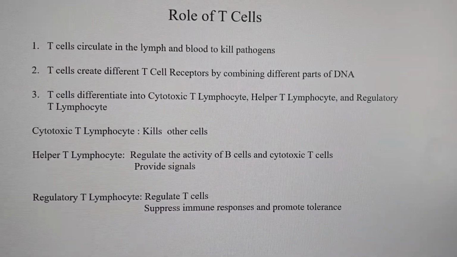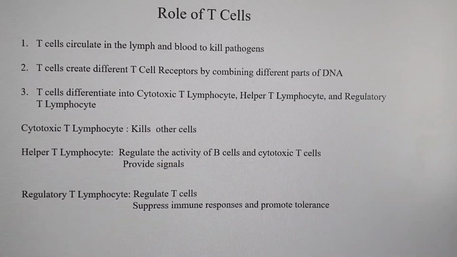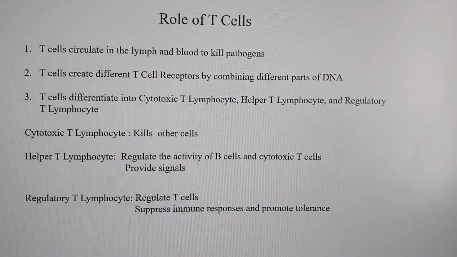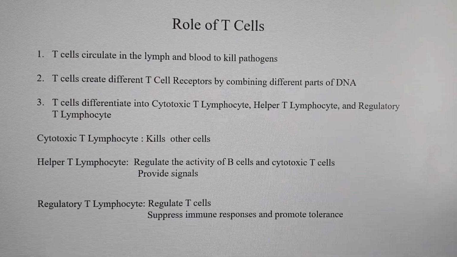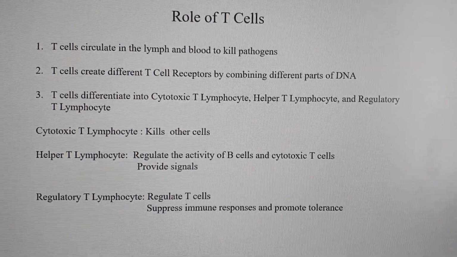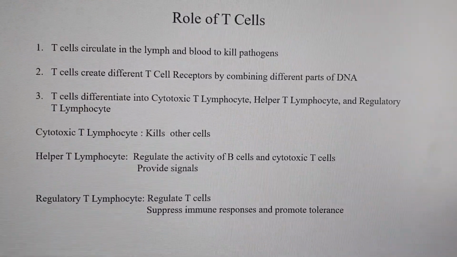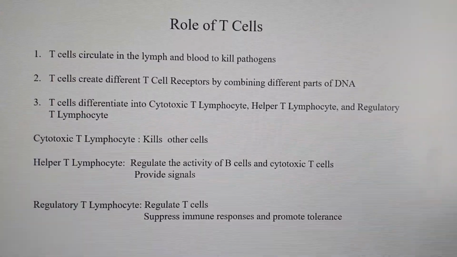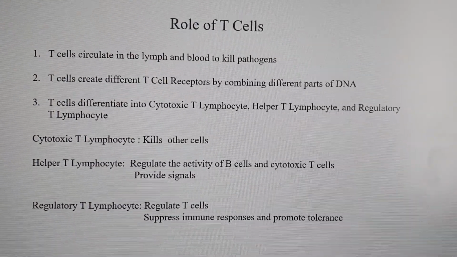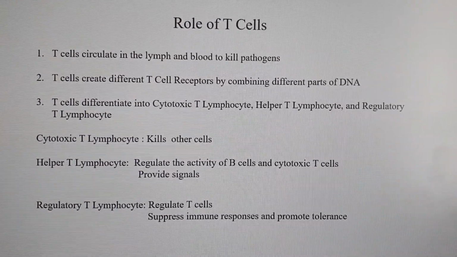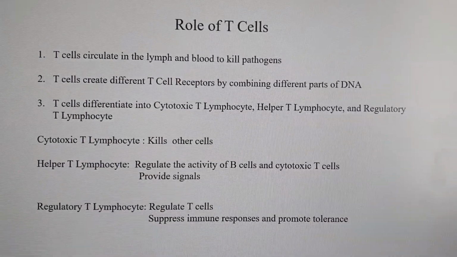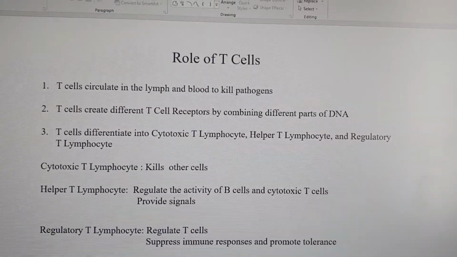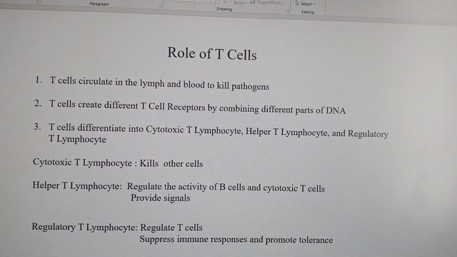T cells differentiate into three different types: cytotoxic T cells, helper T cells, and regulatory T lymphocytes. And the major role of cytotoxic T lymphocytes is to kill other cells. It can be within our own body cells, or it can also be our body cells that are infected with virus.